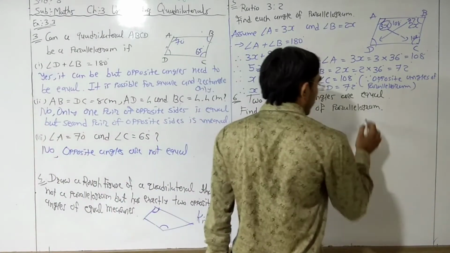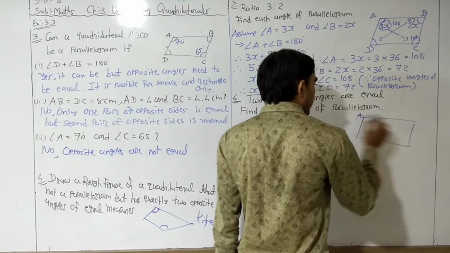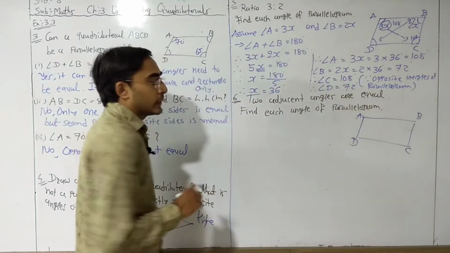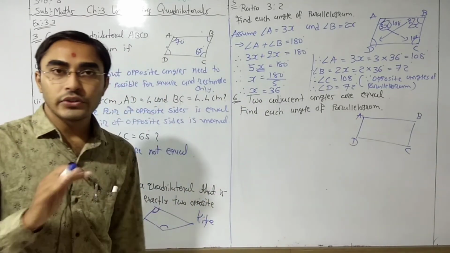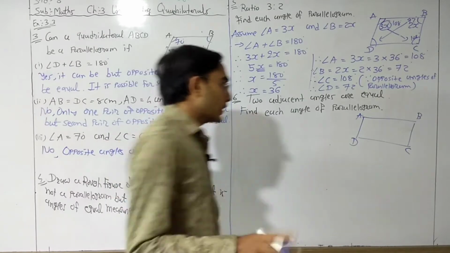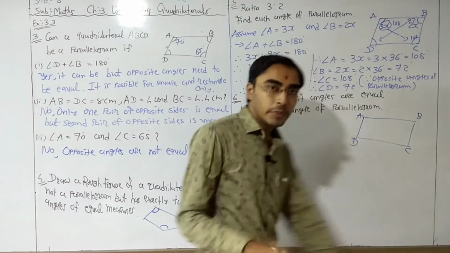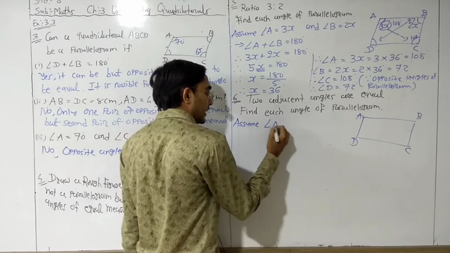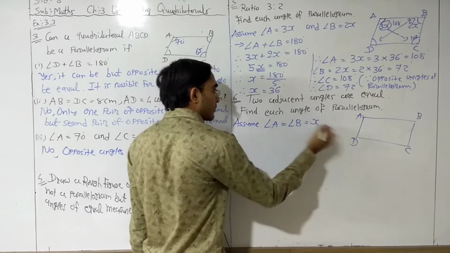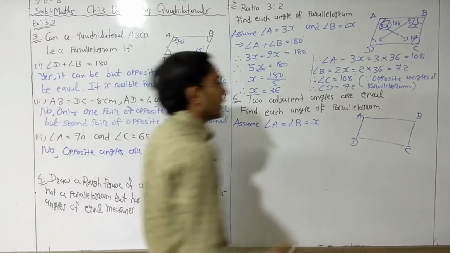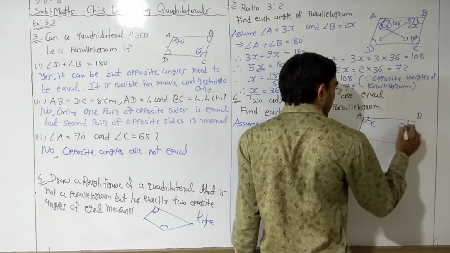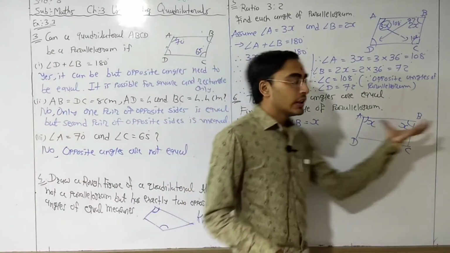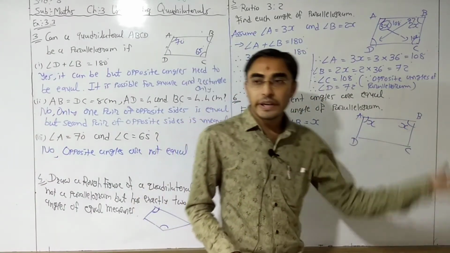So here, first of all, draw one figure, ABCD. Okay. First of all, what is the condition? Two adjacent angles are equal. Here we select two adjacent angles, angle A and angle B. Okay. So assume the two adjacent angles, angle A is equal to angle B is equal to some value x. So here A is equal to x, B is equal to x.